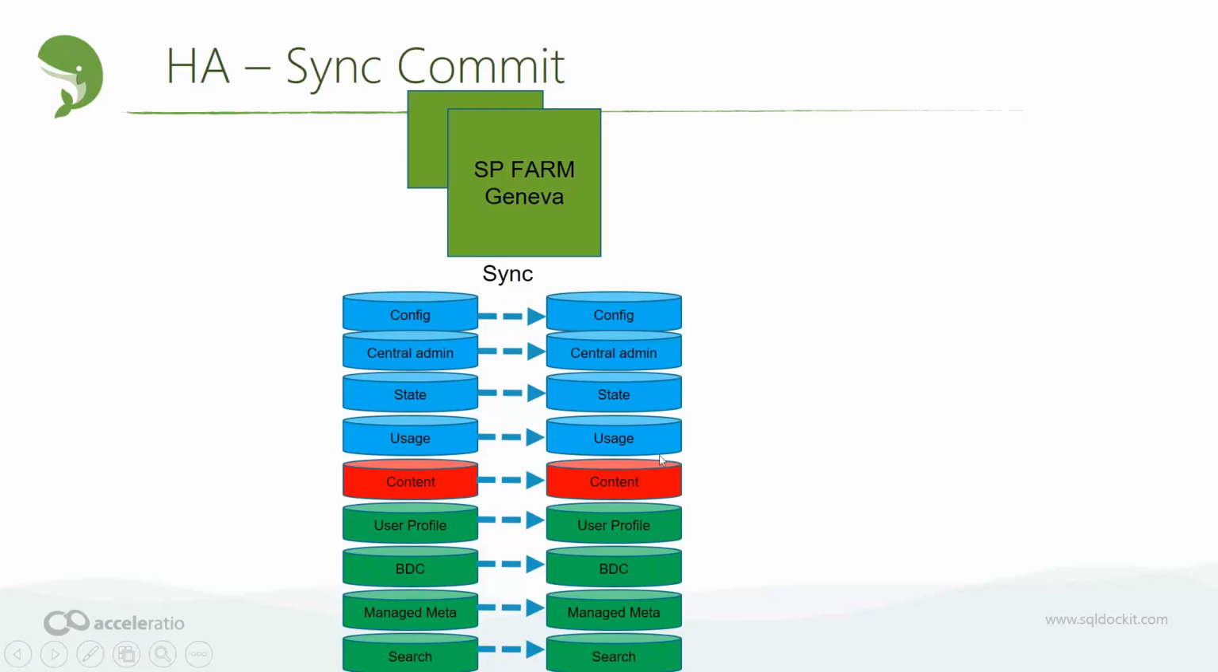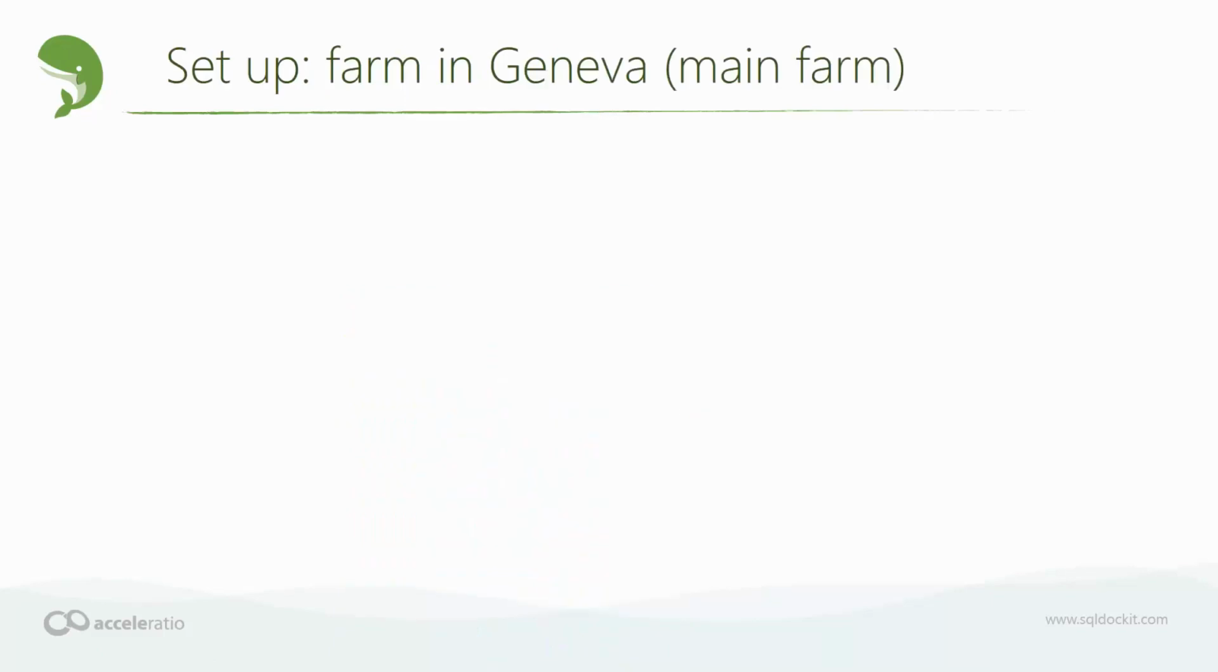Maybe the usage database is a bit different because you have a lot of traffic in it, so it might not be interesting to synchronize the usage database, but still you need at least two usage databases in the two SQL Server nodes, to keep your log clean. Otherwise, your farm will work, but you get a lot of errors in the ULS.